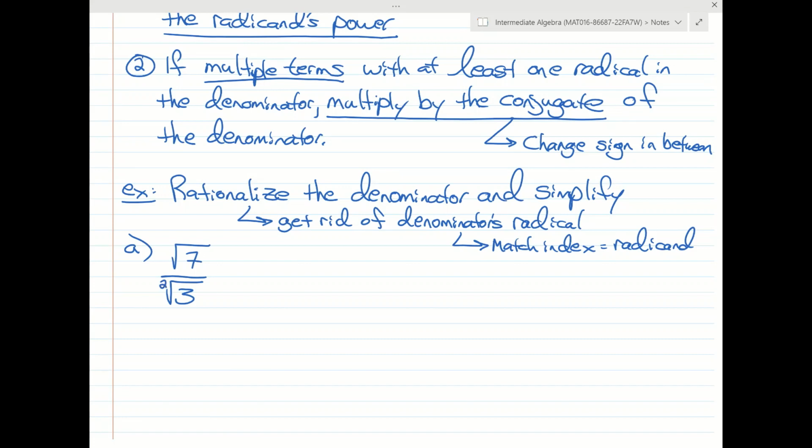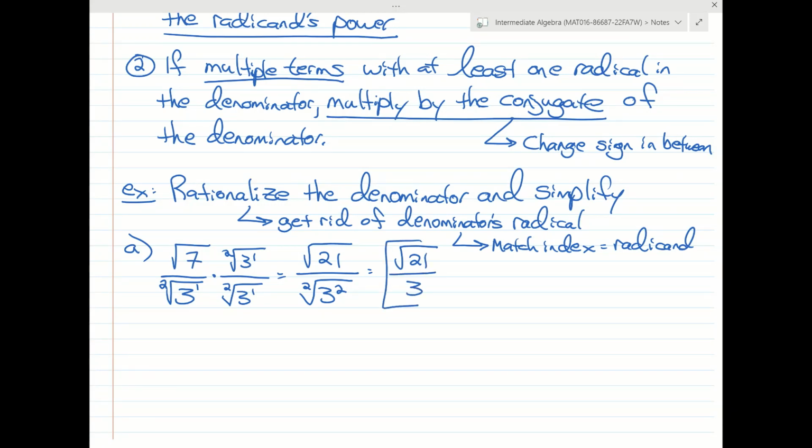So what we want to try to do is multiply by whatever makes this power match this index. So we'd have to multiply by the square root of 3 to the first over the square root of 3 to the first. Because on the bottom, it turns into the square root of 3 squared. And on top, it's the square root of 21. We don't care about the top. On the bottom, it's 3. So now there's no more radical.